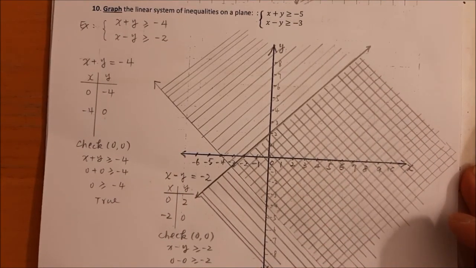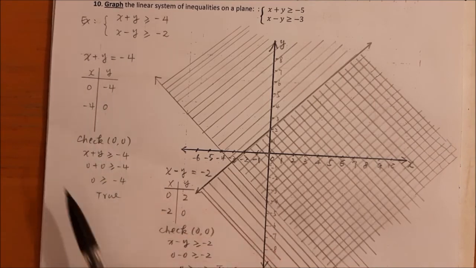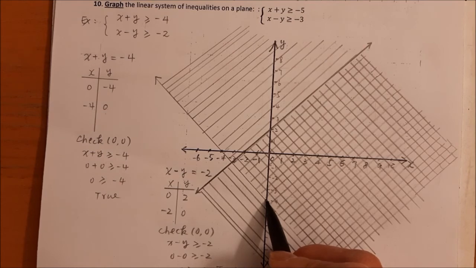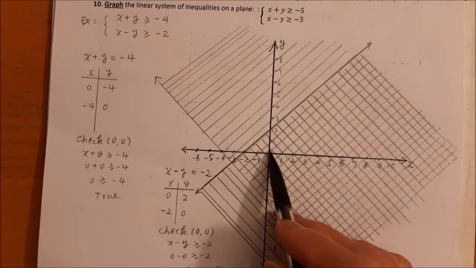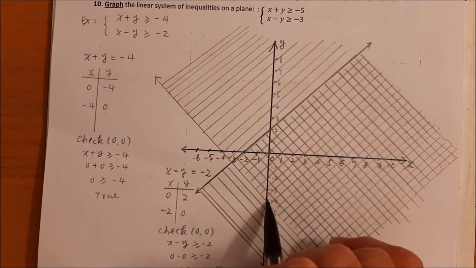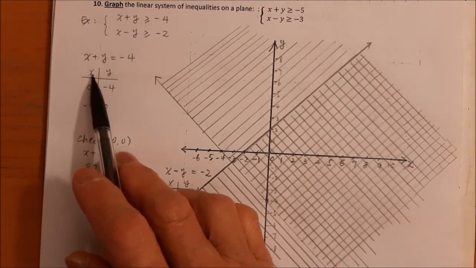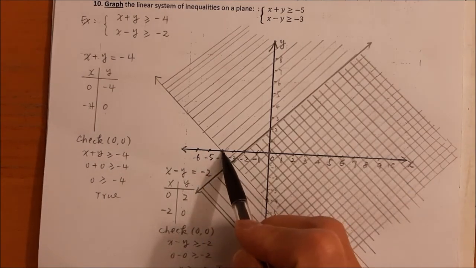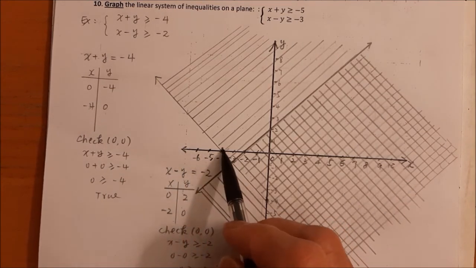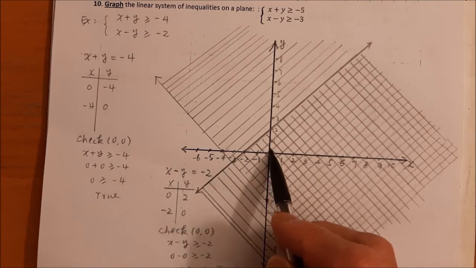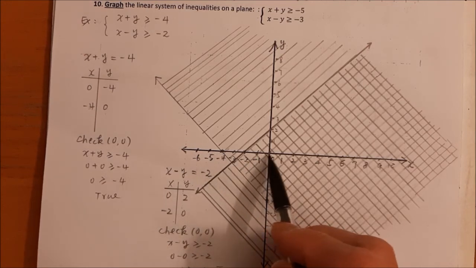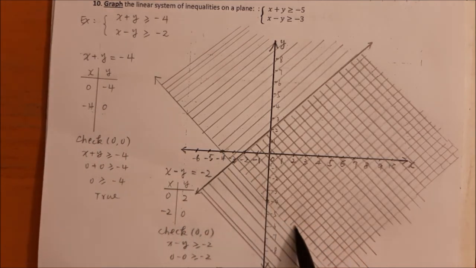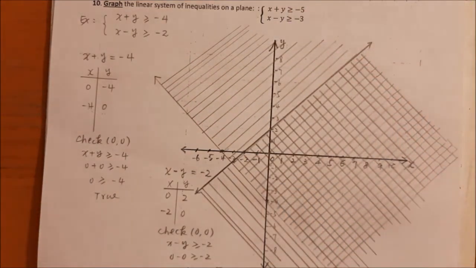Then we find the two points. (0, -4) on the y-axis: find -4, that point has x coordinate 0, y coordinate -4. And the x-intercept is -4: on the x-axis, find -4, that point has x equal to -4, y coordinate 0. So this is the point (-4, 0). Use the ruler, connect the two points, and form a line.